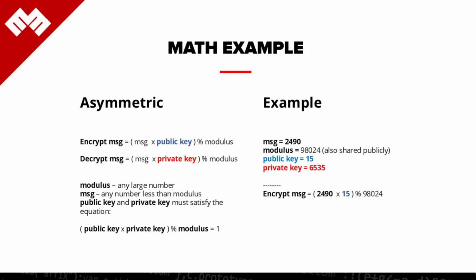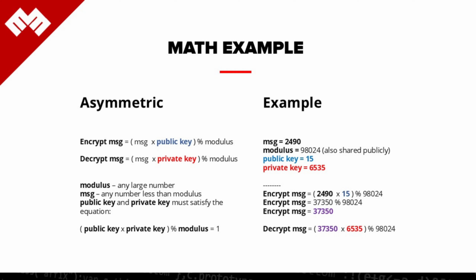To encrypt our message, we multiply our message with the public key and then find the remainder after dividing by the modulus. So, the message of 2490 multiplied by the public key of 15 gives the number 37,350. The remainder of 37,350 divided by 98,024 is 37,350. This means our encrypted message is 37,350.